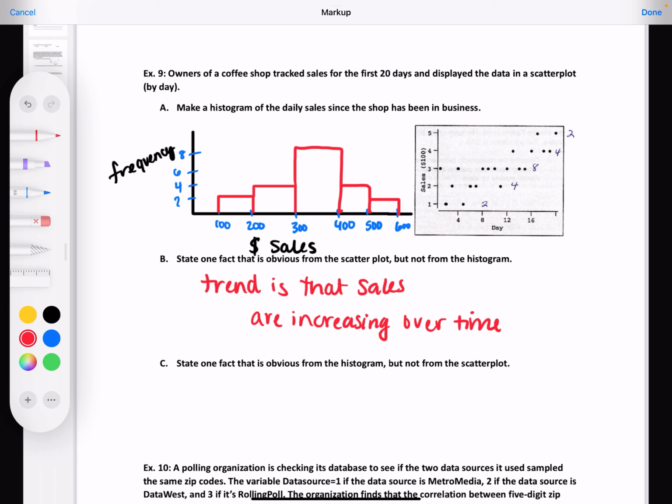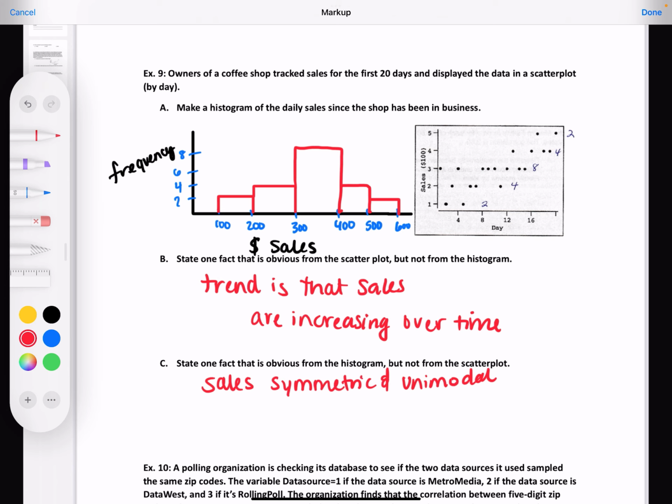All right, you said you got C, Ethan, so what'd you get? Symmetric, and what else? Unimodal. Sales are symmetric and unimodal. And what's the most frequent amount of sales that you had? Yeah, the $300 days. So, yes, you could technically see that from the other one. You can count them, but I just wanted to point that out.